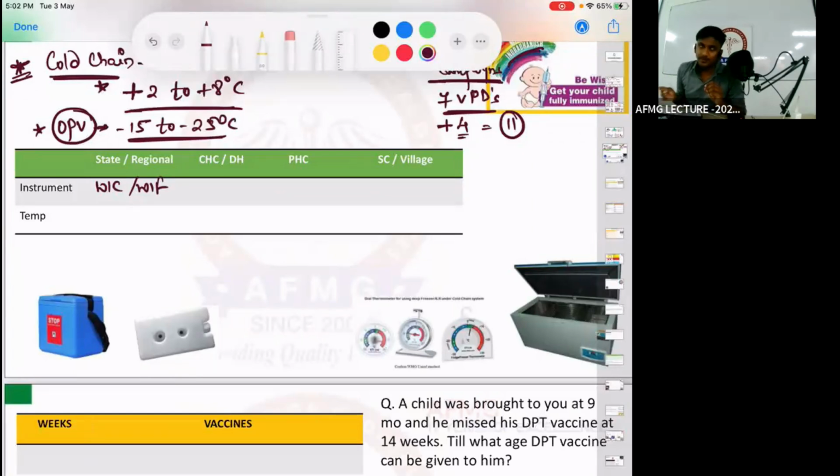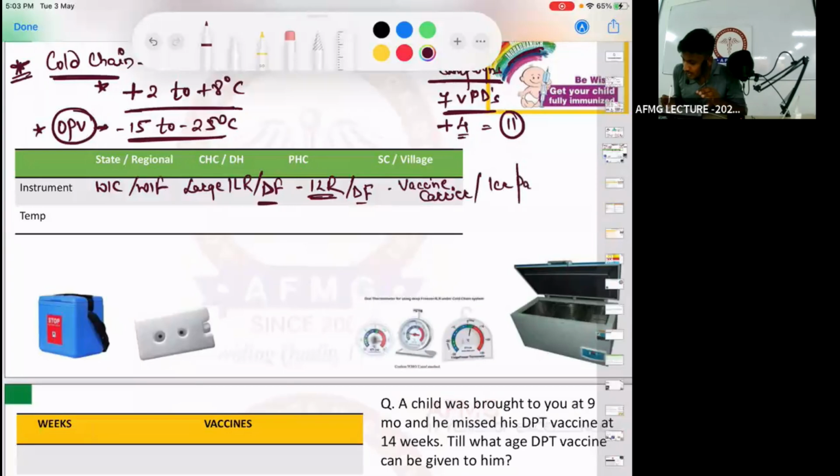At CSC or district hospital we have the large ILR, the large ice-lined refrigerator, or deep freezer. At PSC level we have an ILR. Sometimes अगर PSC अच्छी हो तो deep freezers भी हो सकते हैं, right, for OPV. And sub-center or village level पे we have the vaccine carrier, and the lowest component of cold chain is the ice pack. So sub-center or village level पे कौन सा दो instrument? Vaccine carrier and ice pack.